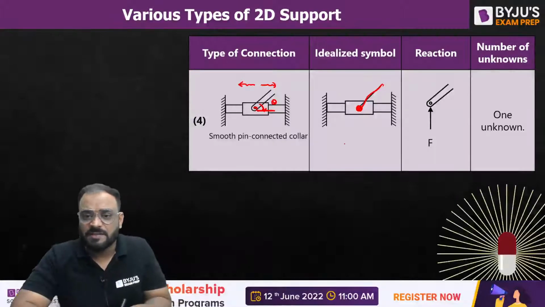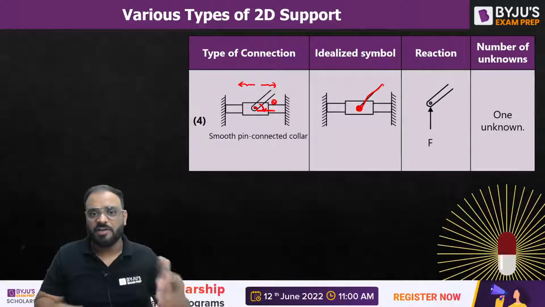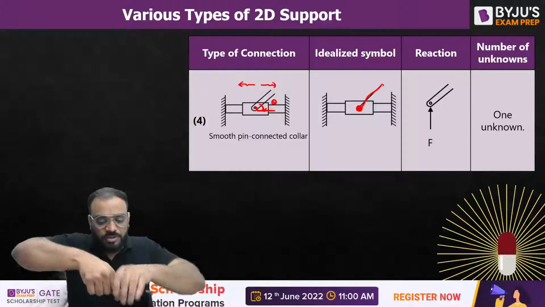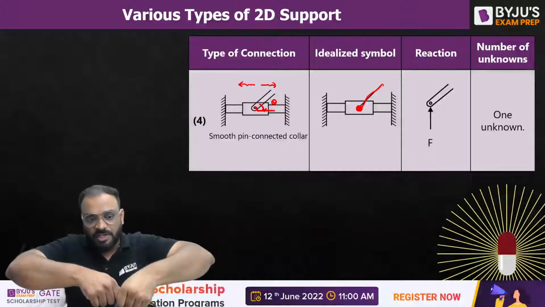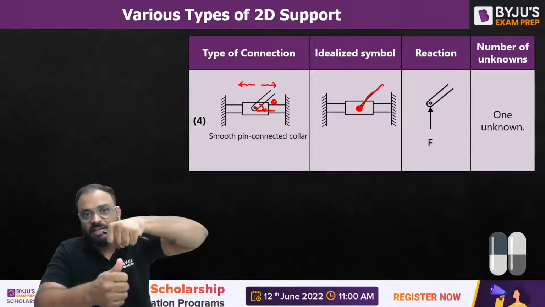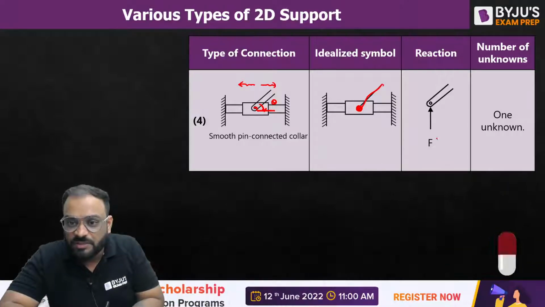Now you can see here, guys, this particular collar can move in the horizontal direction easily. So definitely it will not produce any kind of horizontal reaction. But if we try to pull this particular collar, right, then what will happen? A vertical reaction is definitely developed at the junction. So you can see here, guys, a vertical reaction is to be there.